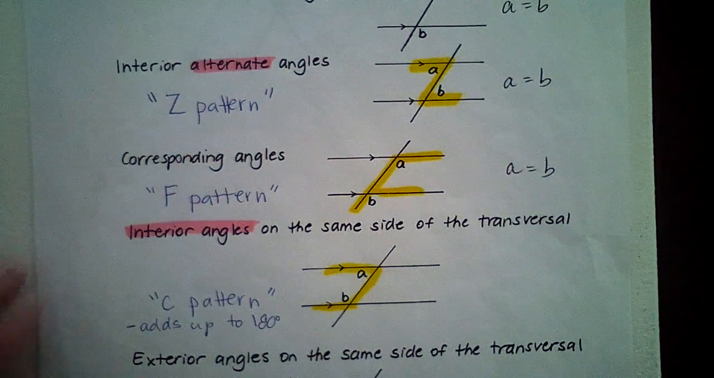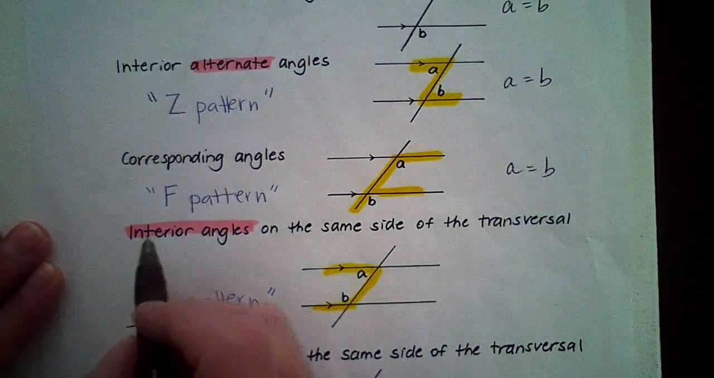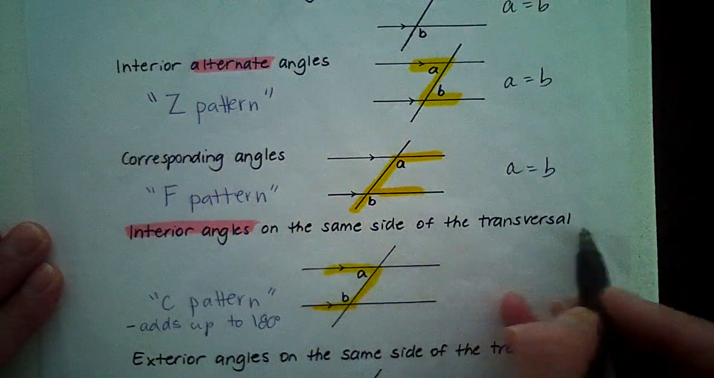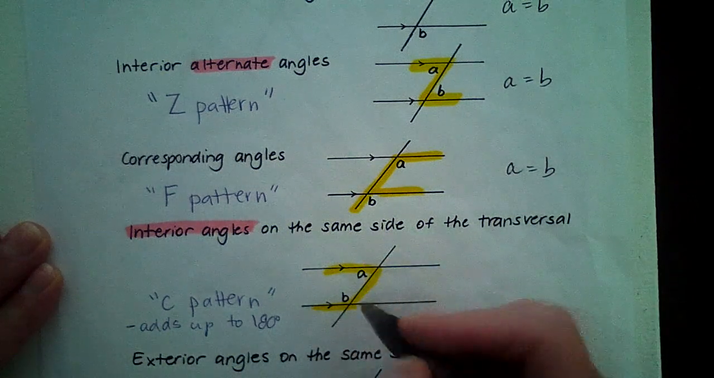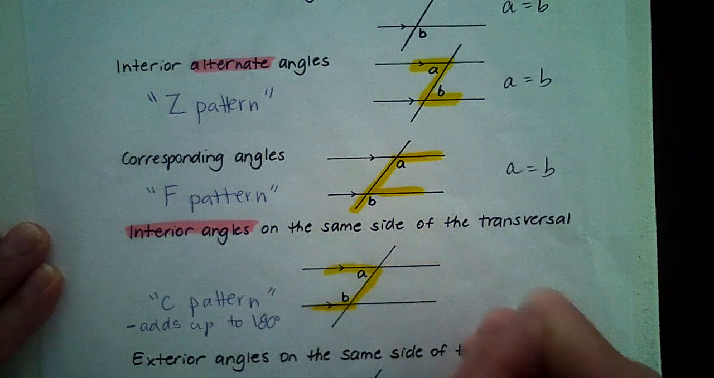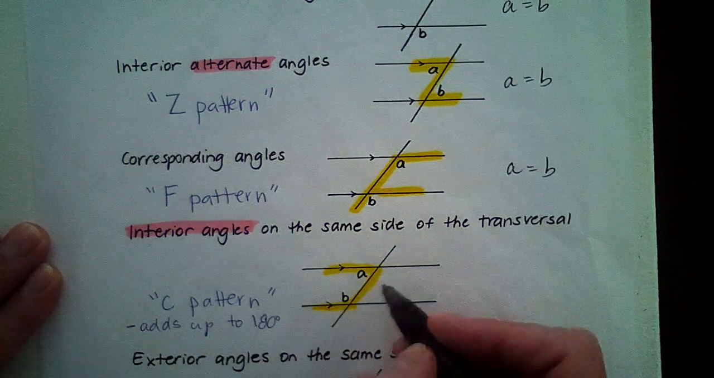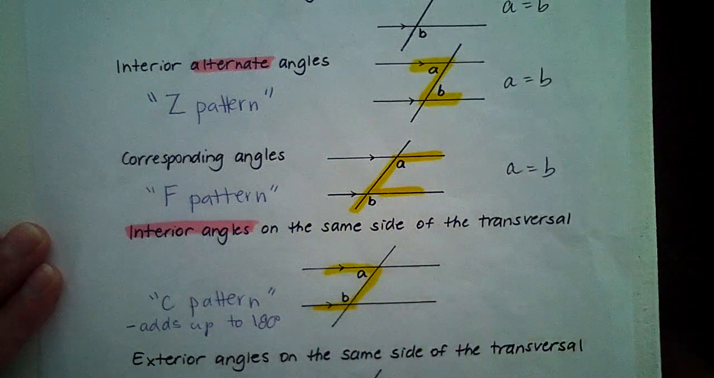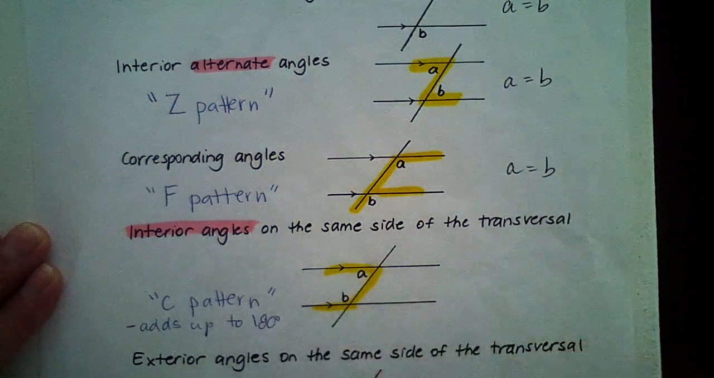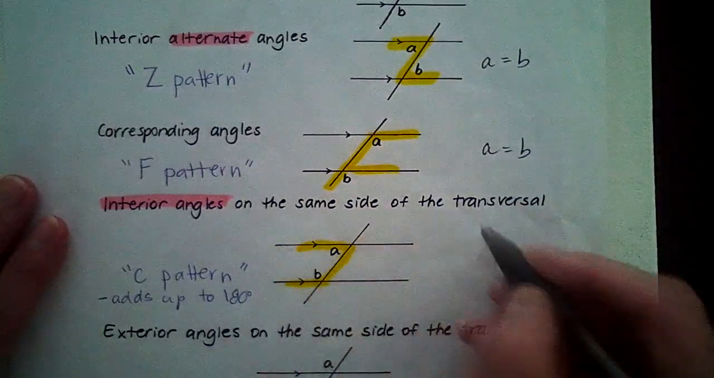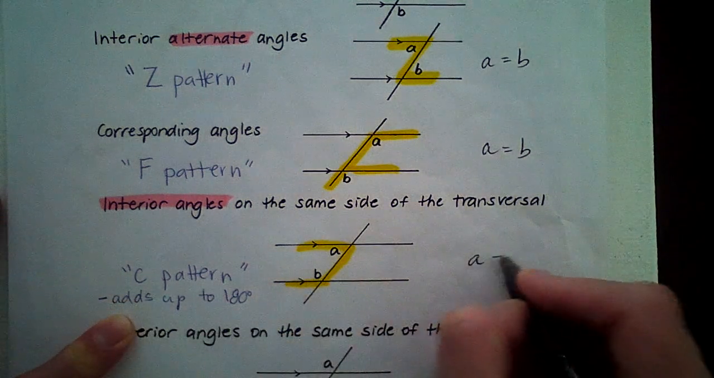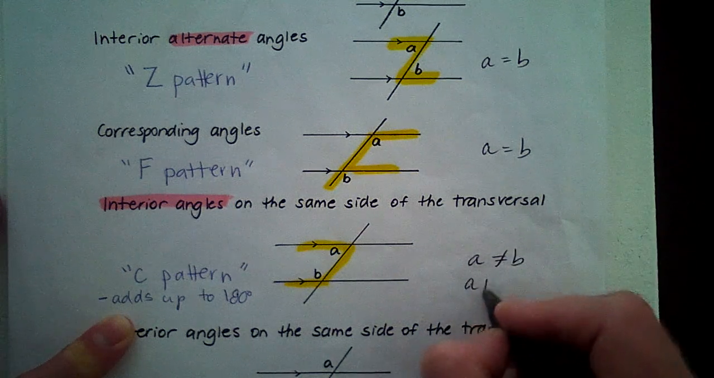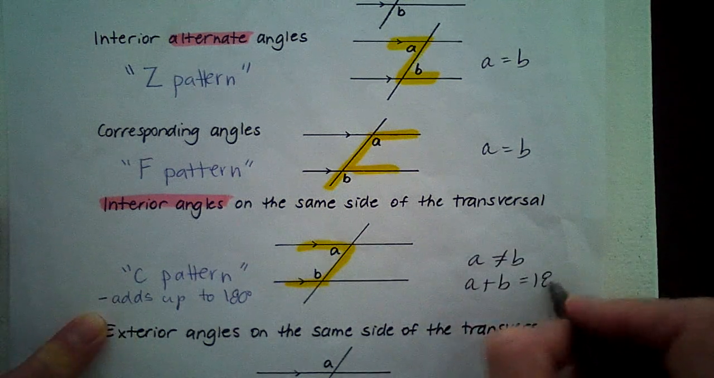All right, the next one has a really long name. Interior angles on the same side of the transversal. They are inside the parallel lines. They are on the same side of the transversal, and they make a C. I guess I could have drawn them on this side, and it would have been a forward C. Backward C or forward C, it doesn't really matter. But in this case, they add up to 180 degrees. So A does not equal B. A plus B equals 180 degrees.